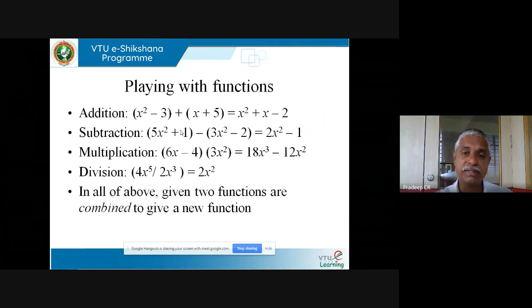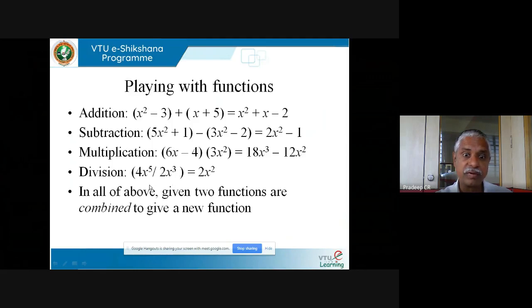In all this, you see, the main idea is given two functions, I'm combining them in some particular way to get a third function. That is what we are doing. In the first case, two functions given were x squared minus 3 and x plus 5. I combine this to get x squared plus x plus 2. Here, in this example, given two functions where one was 4x power 5, another is 2x cubed, and their quotient is 2x squared. This is a new function.